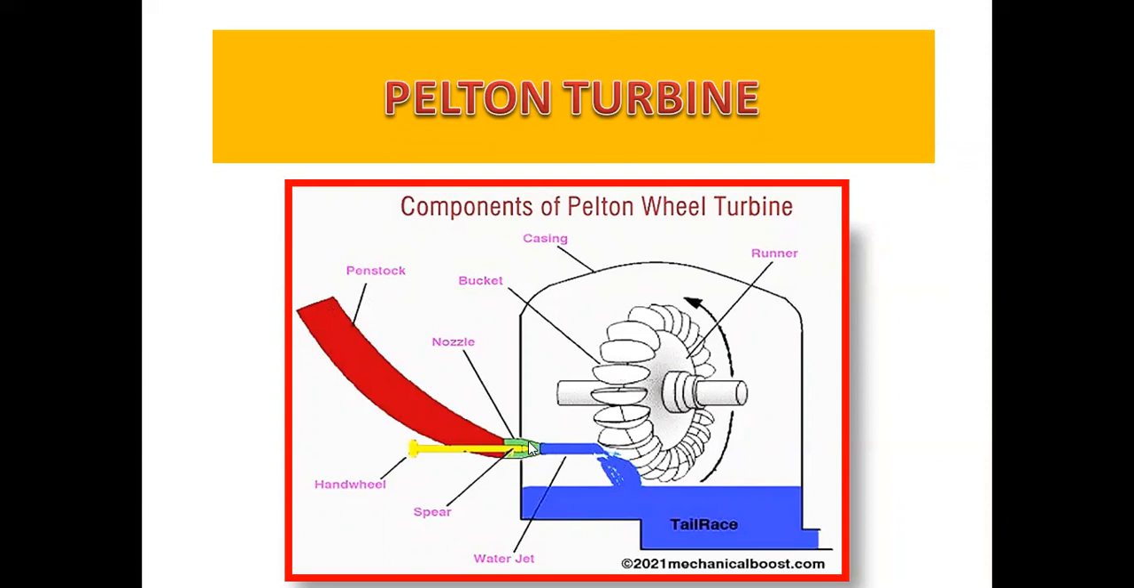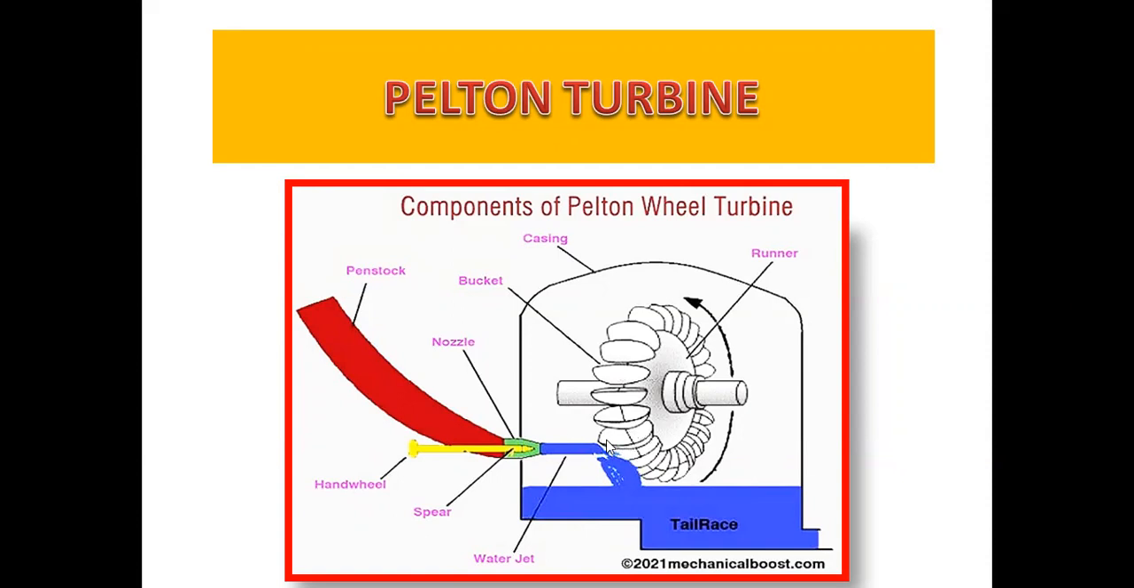It enters through a nozzle. This is the nozzle. The work of this nozzle is to increase the velocity of the water. So the water comes out like a jet, a water jet. The blue color shaded area is the water jet. This water jet will strike on the blades.